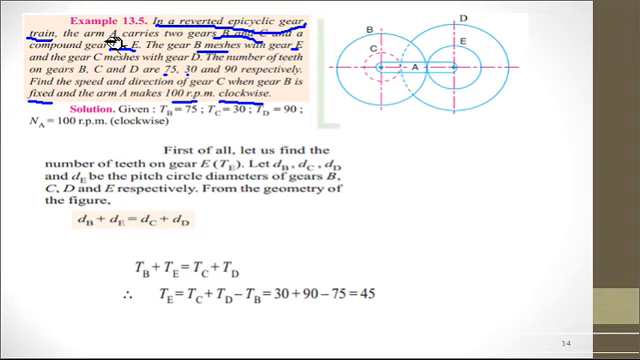Before going to solve the problem, first we read what data is given in the problem. They have given teeth on the gear wheels: teeth on gear wheel B is 75, teeth on gear wheel C is 30, teeth on gear wheel D is 90, and speed of arm is 100 rpm, rotating in clockwise direction. First we check whether all the gear wheel teeth numbers are given or not. TB, TC, TD are already given. In total we have 4 gear wheels here, but teeth are given for only three wheels.